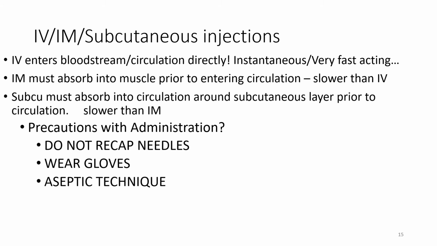Again, I guess I got ahead of myself, and just about everything that is on this slide I've already talked about. So IV immediately enters that bloodstream directly. It's very fast acting. Intramuscular must be absorbed into the muscle prior to circulation, so it's a slower onset than an IV, and you're going to see slower reactions. So the room for error or the room for correcting an error is very small when using IV versus IM.